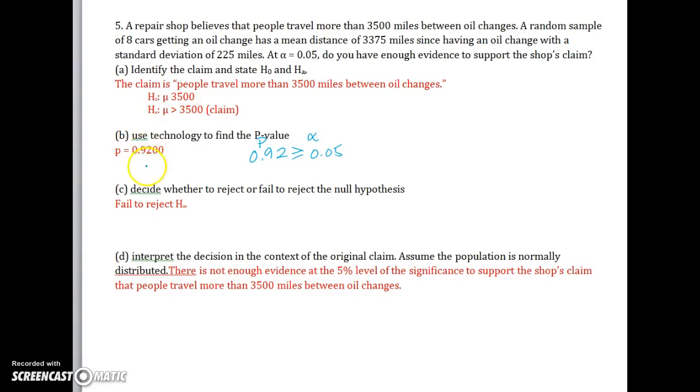And then your final sentence should be, there is enough evidence at the 5% level of significance to support the shop's claim that people travel more than 3,500 miles between oil changes.